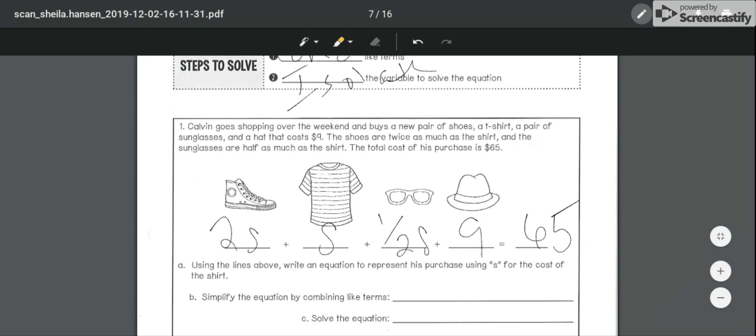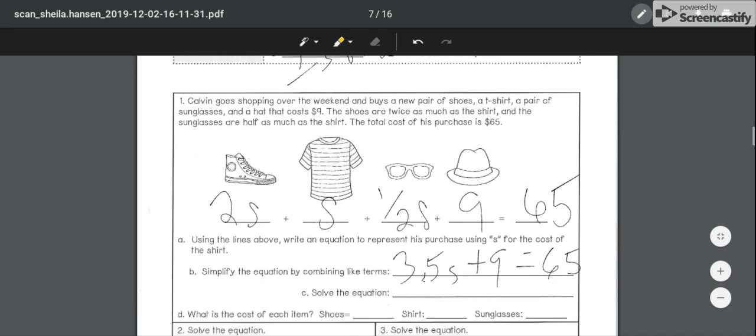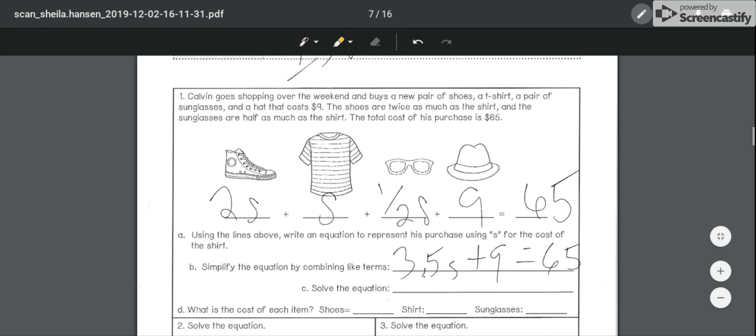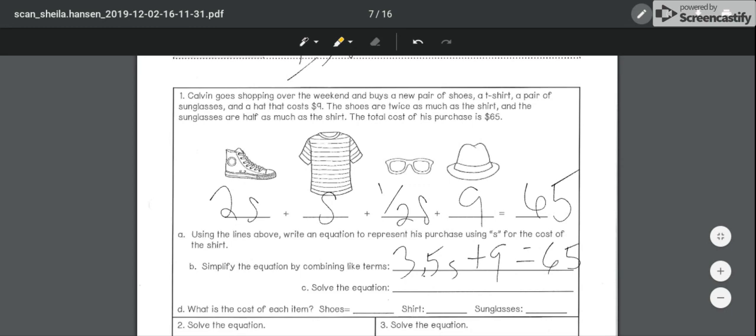And then we're going to simplify the equation by putting like terms together. So we have equals 65, and we have the plus 9, and then we're going to put 2S plus another S is 3S, plus a half is 3.5S. And then you're going to solve it like normal. You're going to do minus 9, and then you're going to divide by 3.5, and you get S is 16. So the price of the shirt is 16. The shoes are twice that much, so they're 32. And the sunglasses are half that much, so they're 8.